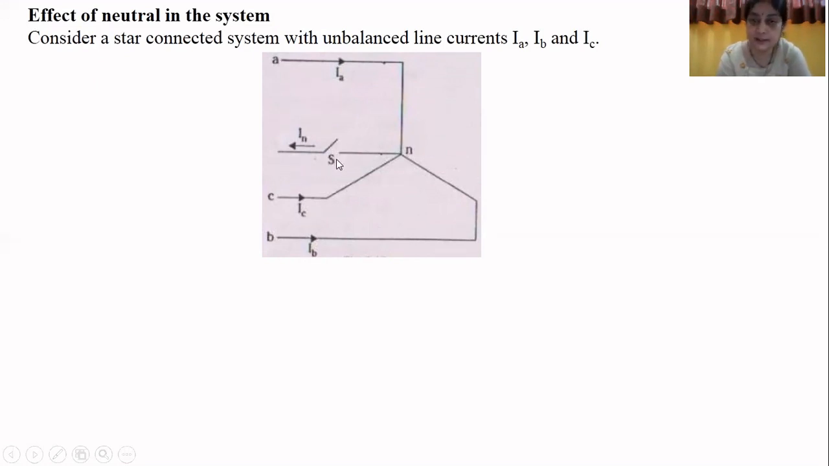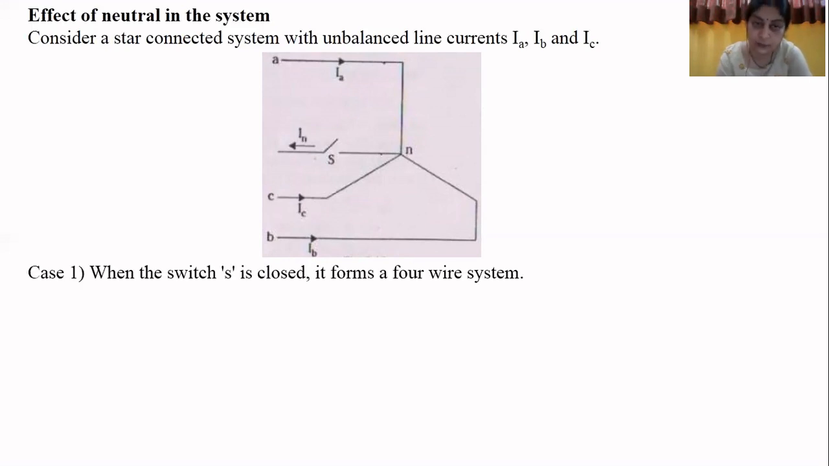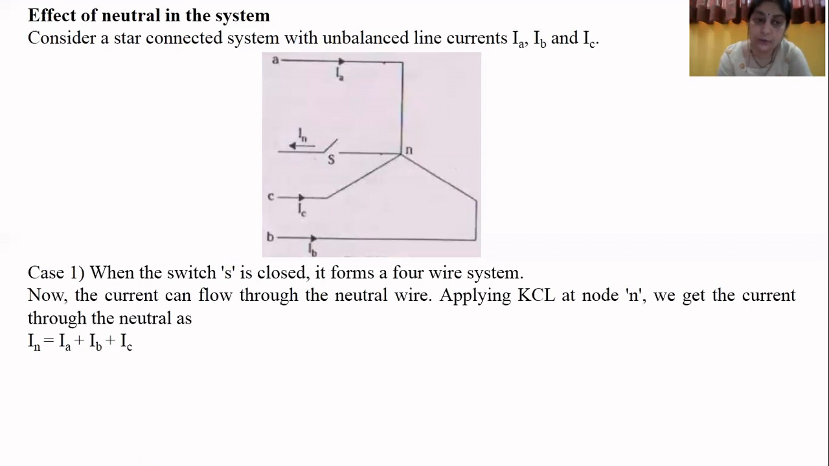Whenever it is a four-wire system, there is a possibility of current flowing through this particular line. Whereas when it is open, this current does not flow at all. No possibility, it is open. Therefore, in a three-wire system, IN is 0, but in a four-wire system, IN exists. Let's find out what the value of IN is in the two cases. First case, when switch S is closed, that is when it is acting as a three-phase, four-wire system. In this case, the current can flow.